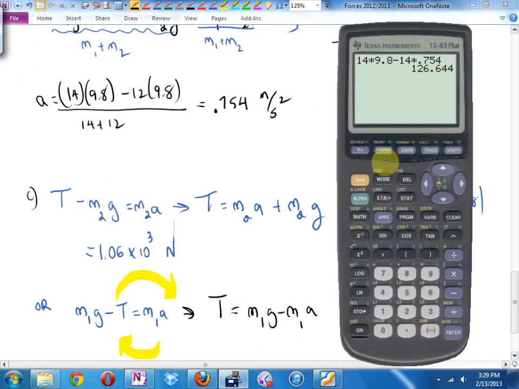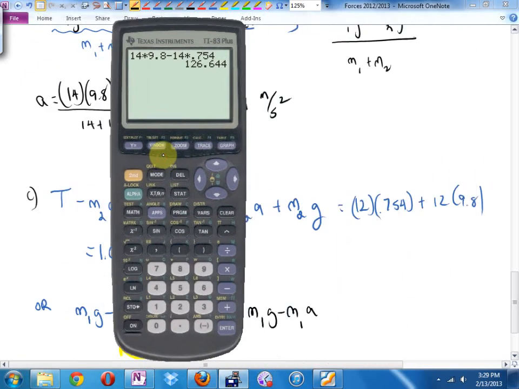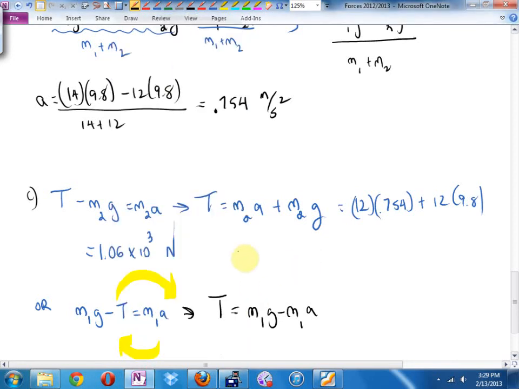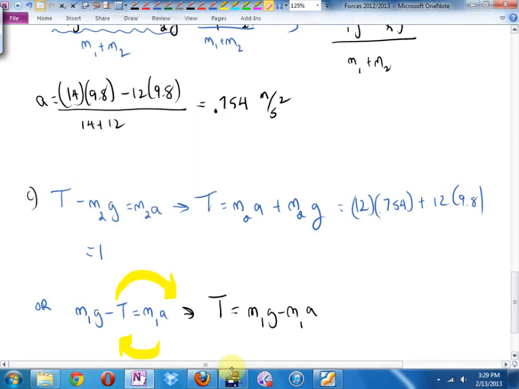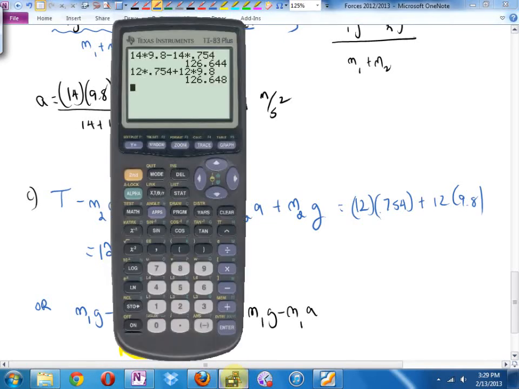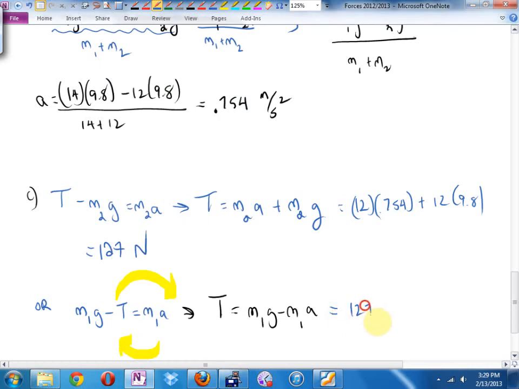Was I wrong on the 1,000? I can't find how you got your other number. I think I had another number stored in there. 12 times 0.754 plus 12 times 9.8. You know what? It's not 1,000 something. That seemed way too big to me anyways. I should have caught that. I did a calculator error. See, I do it too. It's 126.6 something, 127 newtons. And I got the same thing here: 127 newtons.